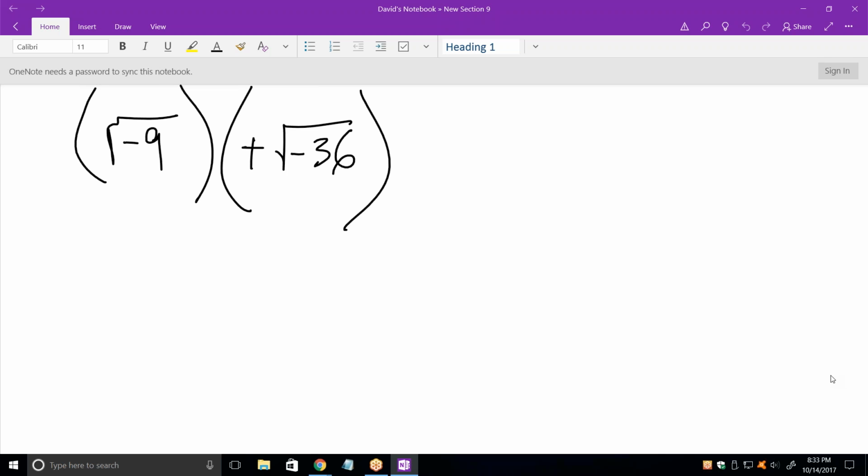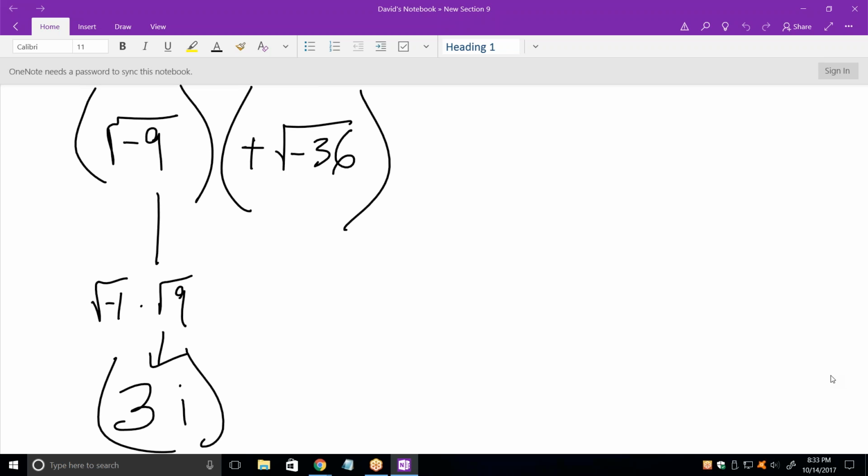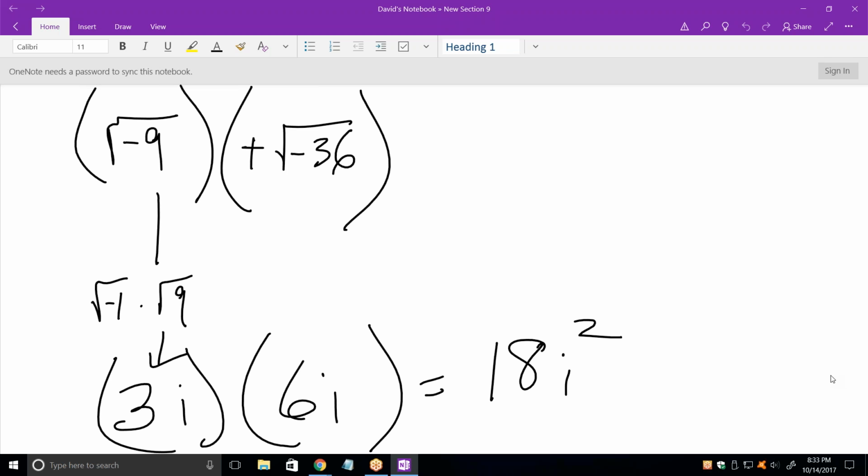So let's move the square root of minus 9. All right, so would we take negative 1 square root of 1 out? Yeah. Okay. So that's equal to the square root of negative 1 times the square root of 9. What's that equal to? 3i. Good. Now we're multiplying that by 6i. What do you get? Oh, geez. That's 18, right? 18i squared, which is equal to what?